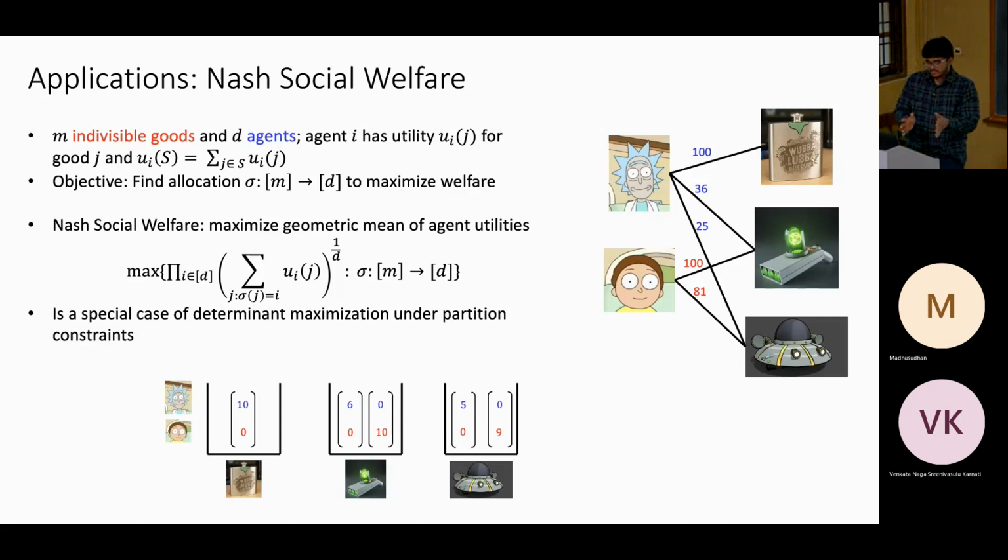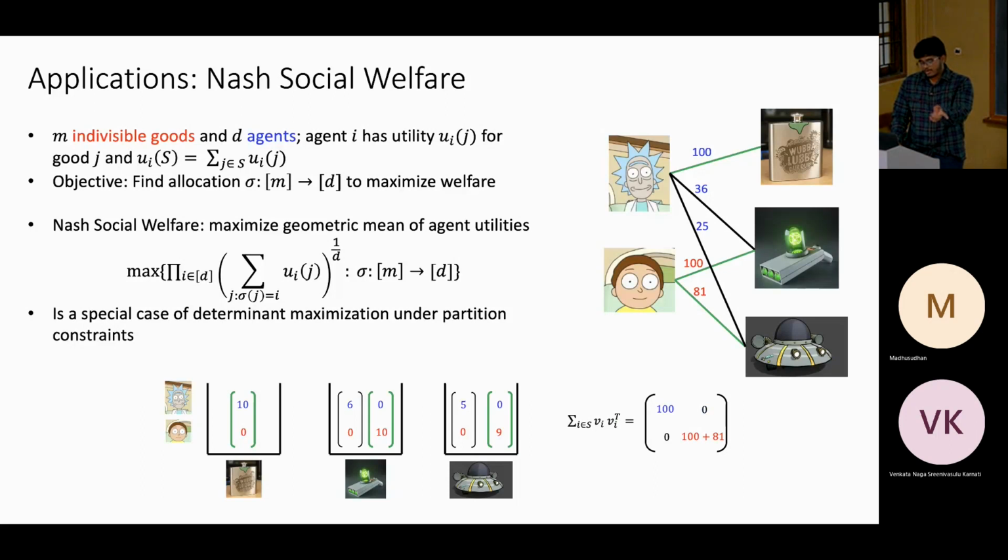So let's create a bucket of vectors for each object. And here's how I'm going to encode an instance of Nash social welfare. Basically, the partition constraint here is that each object can only go to one person. So for every possible allocation of an object j to agent I, I'll put a vector in the bucket corresponding to the object. So what I'm doing is, for every allocation, there is a corresponding choice of vectors.